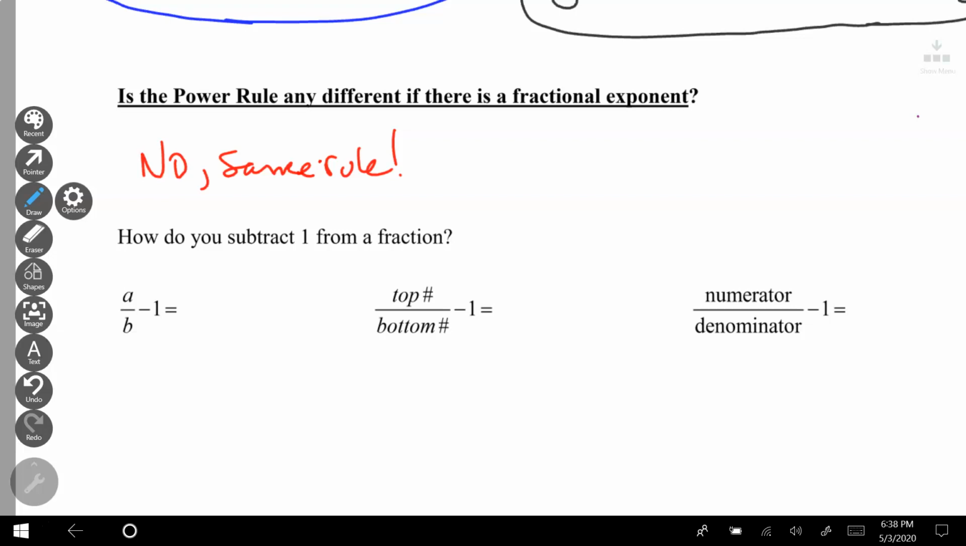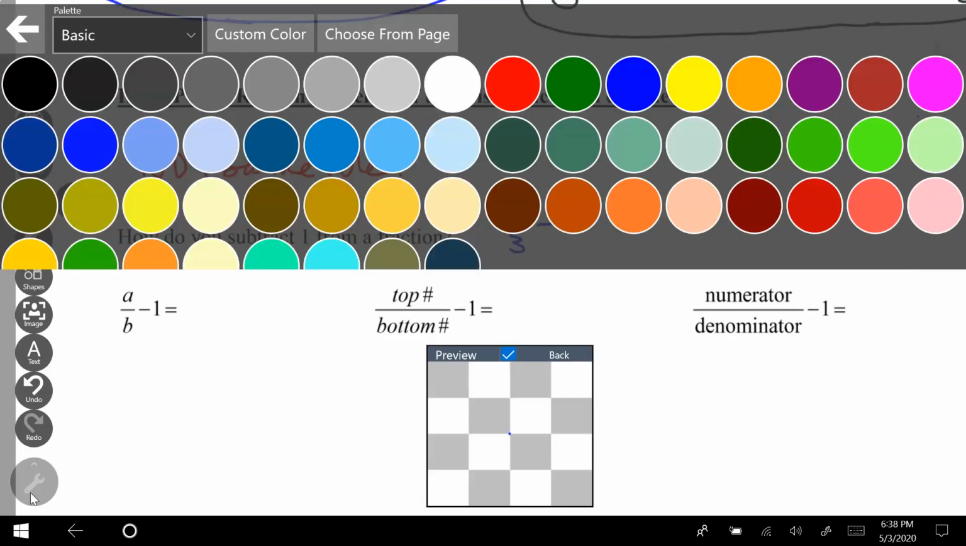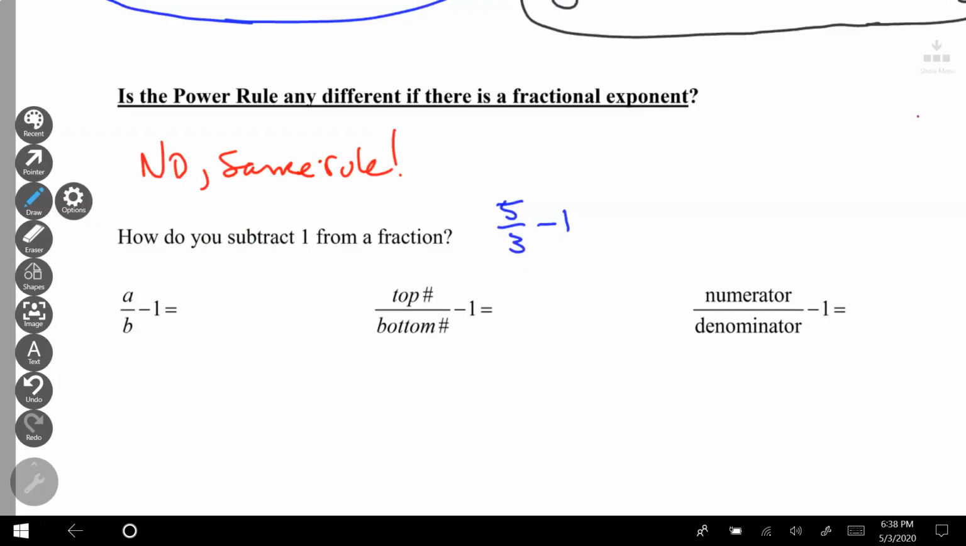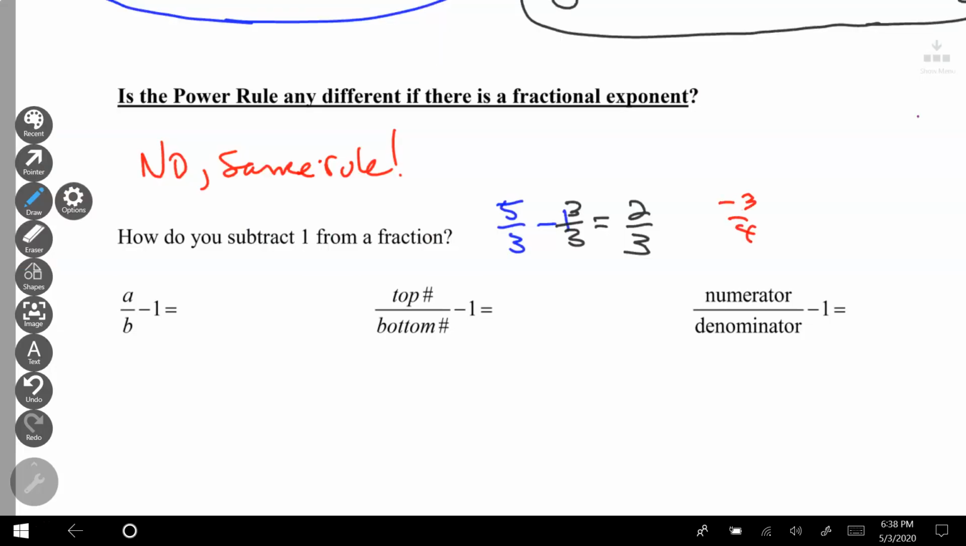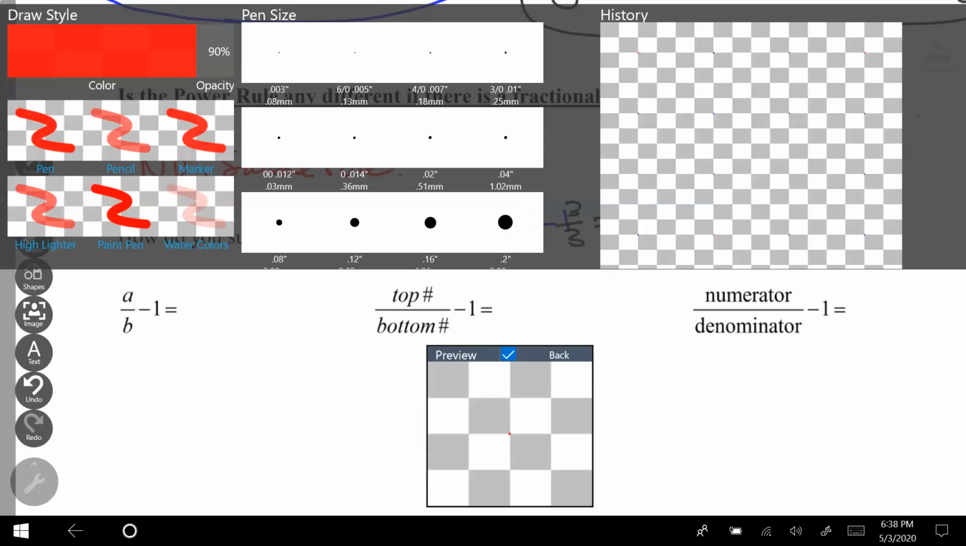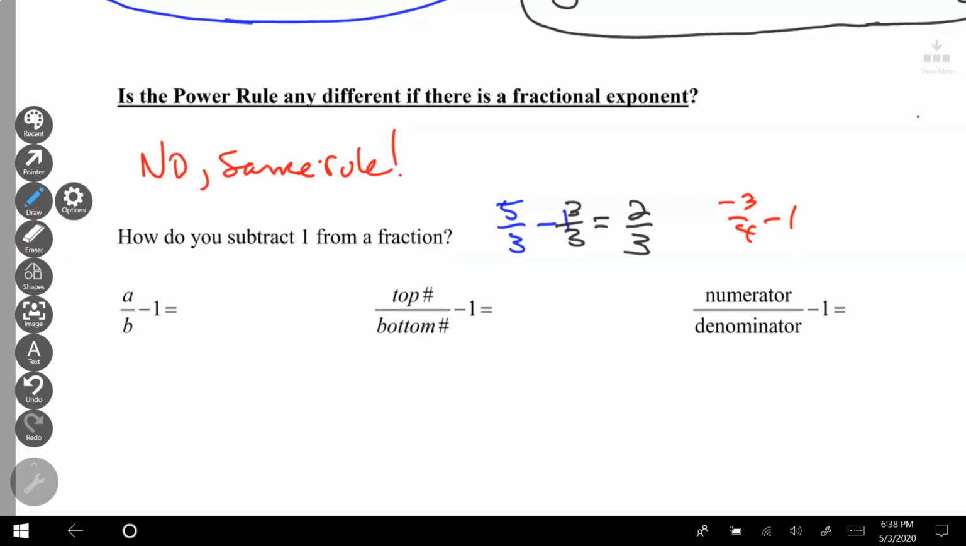The only thing that's going to change now is we have to remember how we subtract 1 from a fraction, because when we do our exponent, we have to subtract 1. Well, if you go back to whatever grade you did this, instead of writing it as 1, you write it as 3/3, and 5/3 minus 1 is really 2/3. If you had -3/4 and you want to subtract 1, well, you're going to rewrite that. Instead of 1, you're going to write it as 4/4, and you get -7/4.